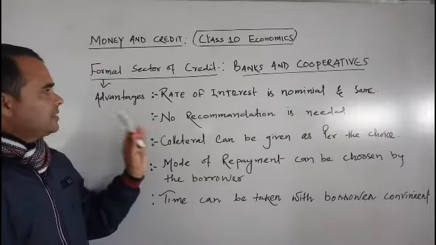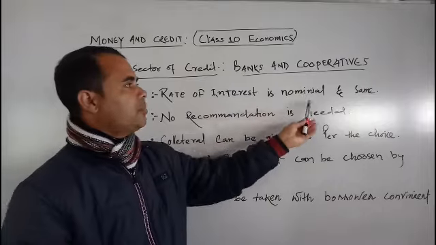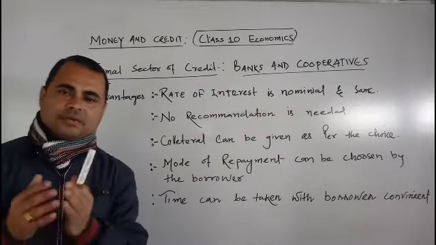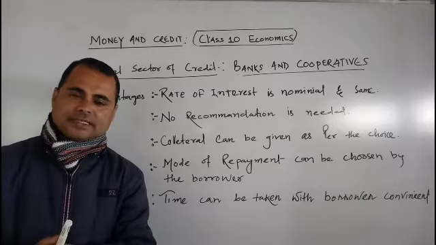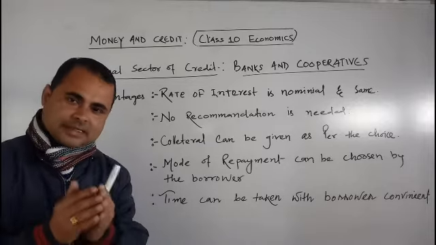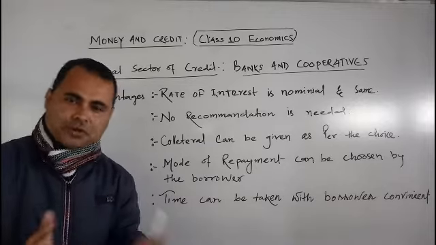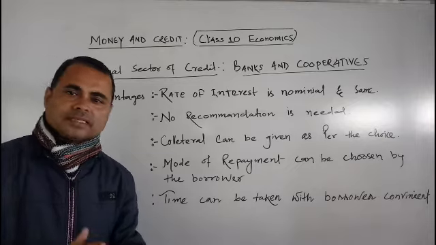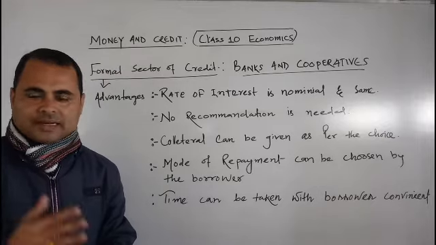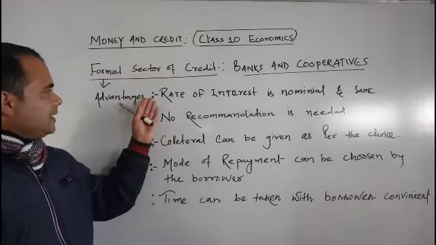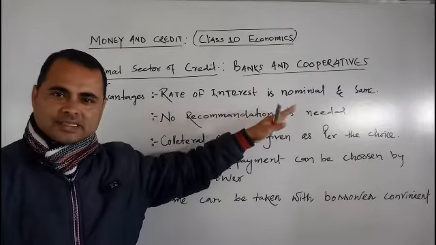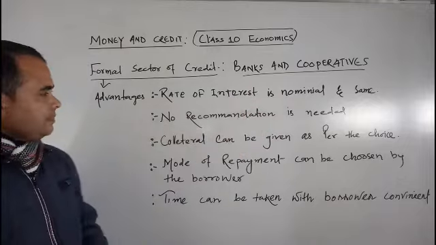Advantages. First advantage is what? Rate of interest is nominal and same. In formal source of credit, what you will find is that the rate of interest is nominal. It means it's reasonable and same for all, right? Whereas in case of informal sectors, there your own influence works. Rate of interest is not fixed. Here in the formal source of credit, rate of interest is nominal, fixed and same for all.